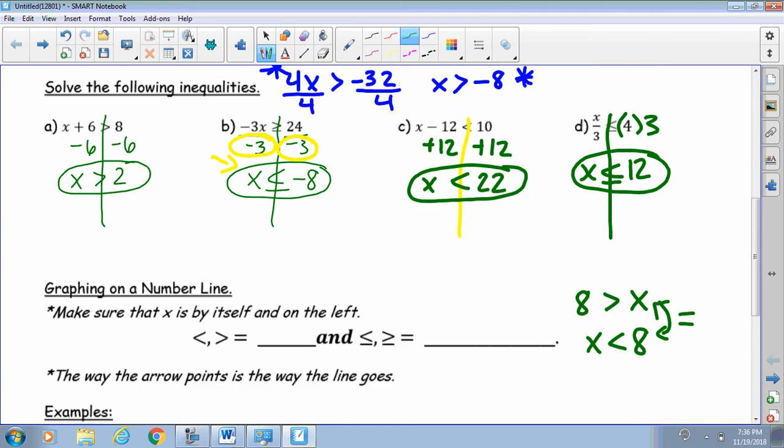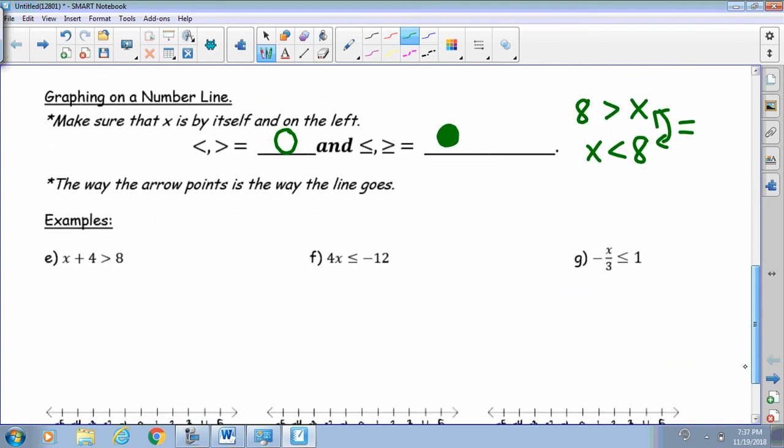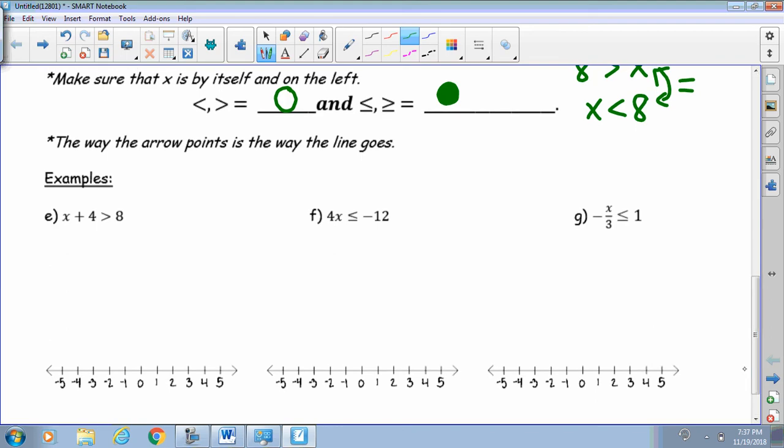Now, on the number line, we're going to have circles. If it's just less than or greater than, we're going to have an open circle. And if it's less than or equal to or greater than or equal to, we are going to have closed circles. So if there's a line under the inequality, we need to close our circle. The way the arrow points is the way the line goes. Let's do a couple of examples.